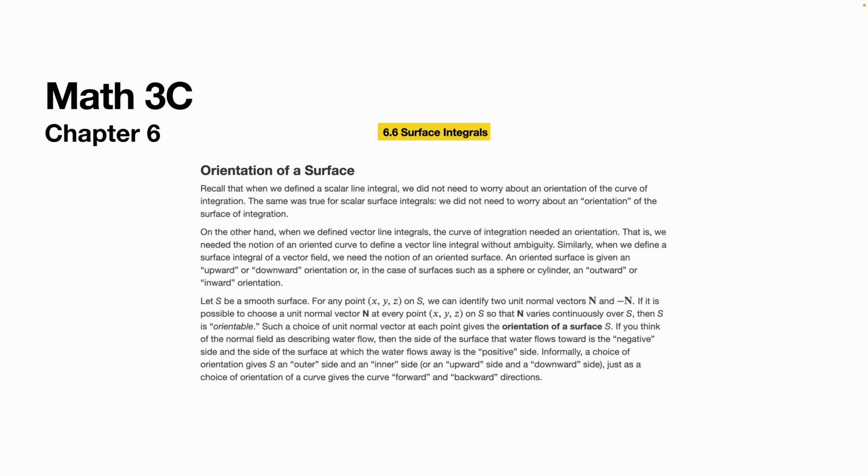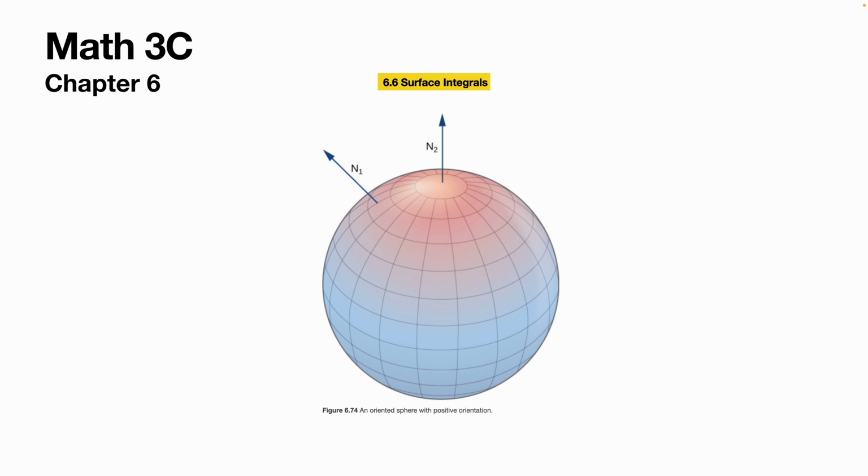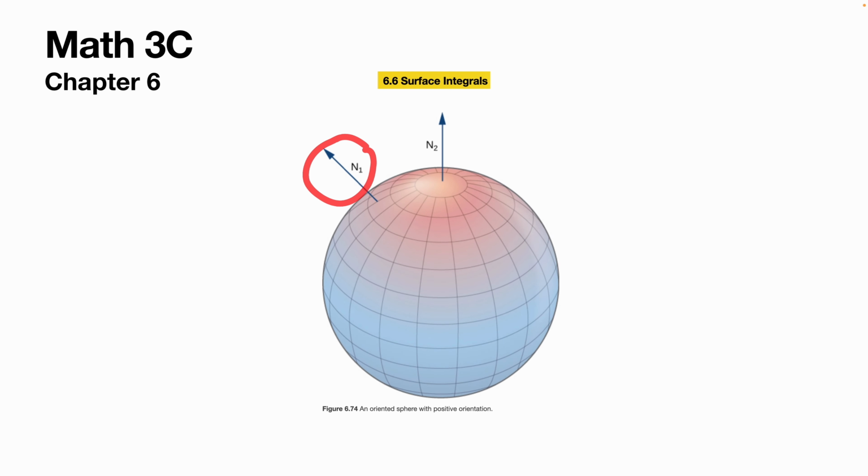If it makes sense that way, we can assign one direction outward, one direction inward. We can call one direction positive, one direction negative, if it makes more sense one way or the other. So for example, in the case of a sphere, here are two normal vectors, and they're saying that we want to think of that as positive orientation.